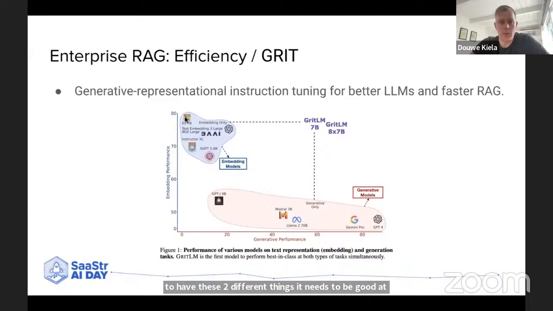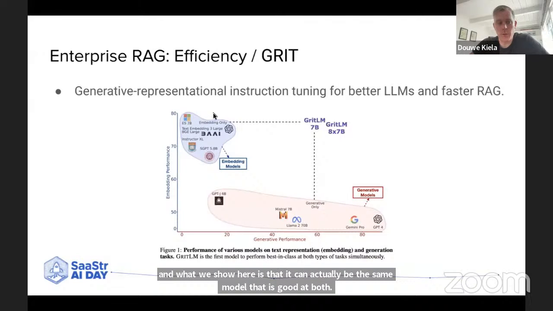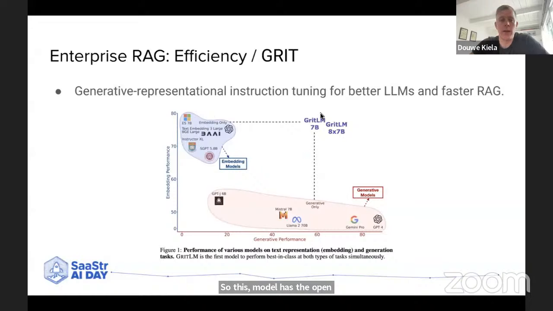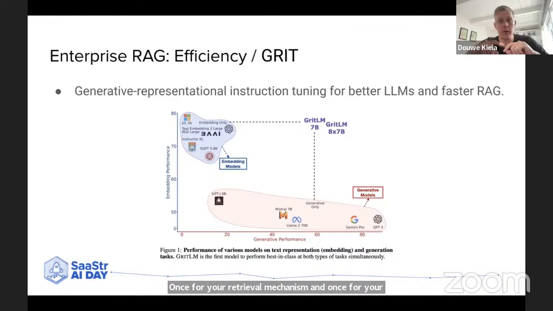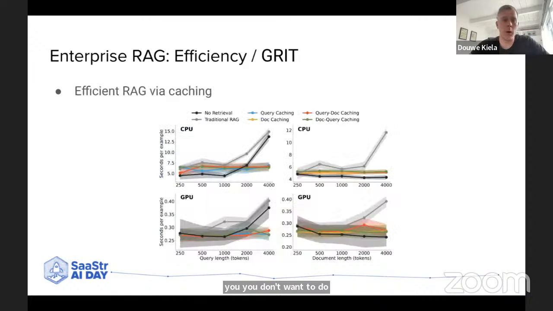So this model has the open state-of-the-art on the embedding side, on the representation side, and also on the generation side. One of the cool things you can do with this setup is you can reuse the compute. If you think about what you're doing with RAG, you have a query and documents, and you basically have to encode them twice. Once for your retrieval mechanism and once for your language model. That's very inefficient, and ideally you don't want to do that. You want to just compute it once, which you can do if you have the same model.